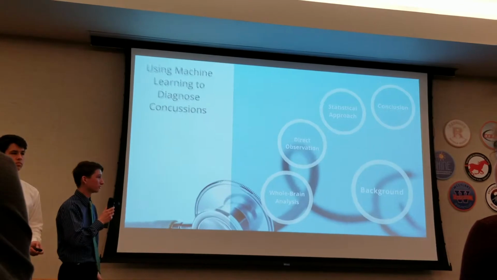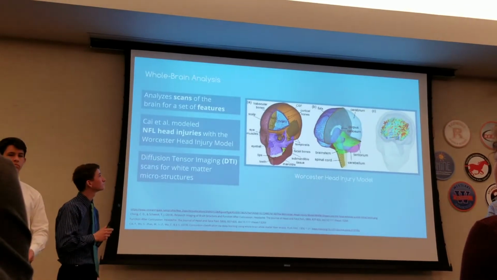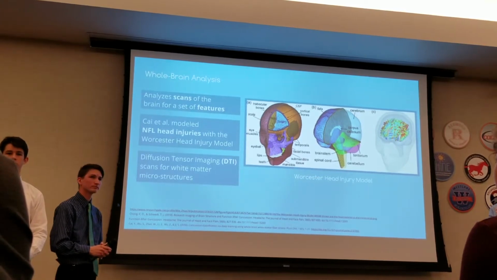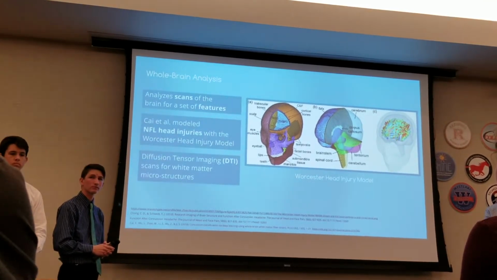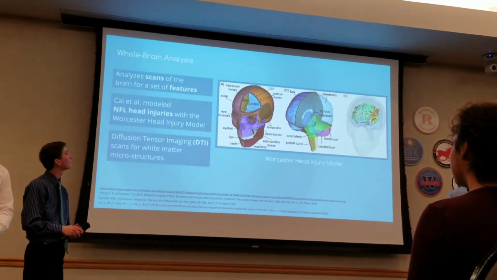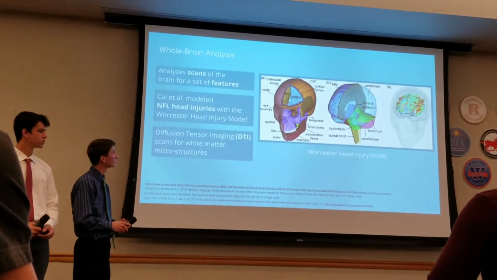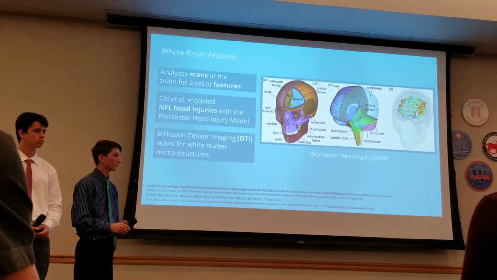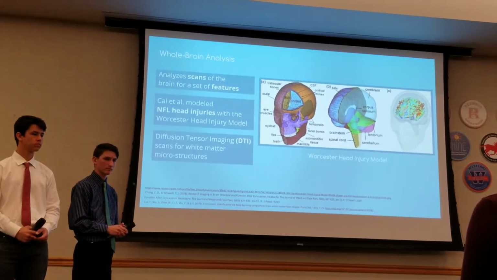For our first solution, we'll be going over whole brain analysis. Whole brain analysis is an analysis of the structures of the brain, not necessarily pictures, but specific connections between neurons and groups of neurons within the brain. It checks for any bruising, which is a very good sign of concussion, and even any inflammation or movement within all of the neurons.